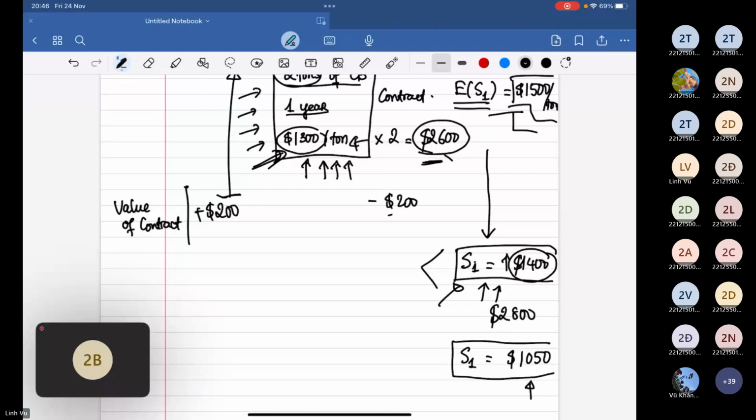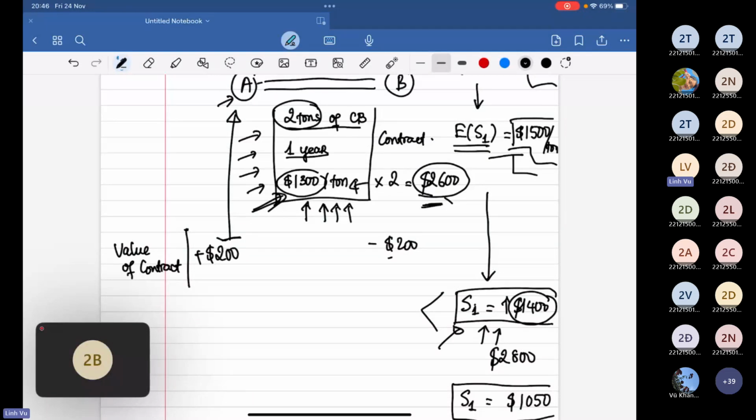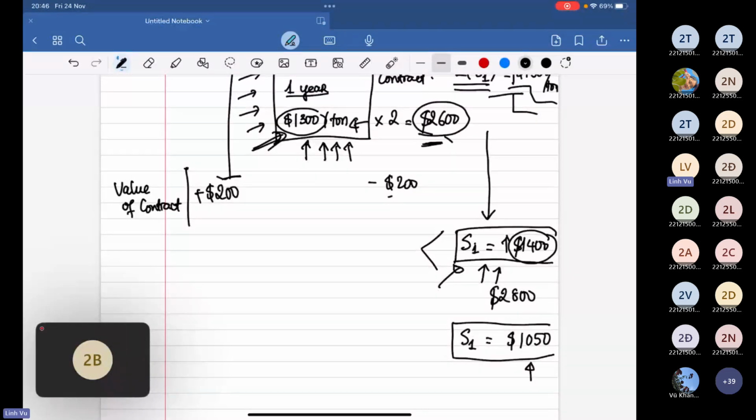This is what is already fixed in the contract, and because party A signed the contract, he has to follow the price here. If party A goes to the market and buys coffee, they only have to pay $1,050 per ton of coffee bean. But because he promised to follow the contract, he will pay at the price of $1,300. So in this case, you can see that the contract price is greater than the market price, and therefore the cost to the buyer will be higher than the market. And in this case, party A will generate a loss from the contract.